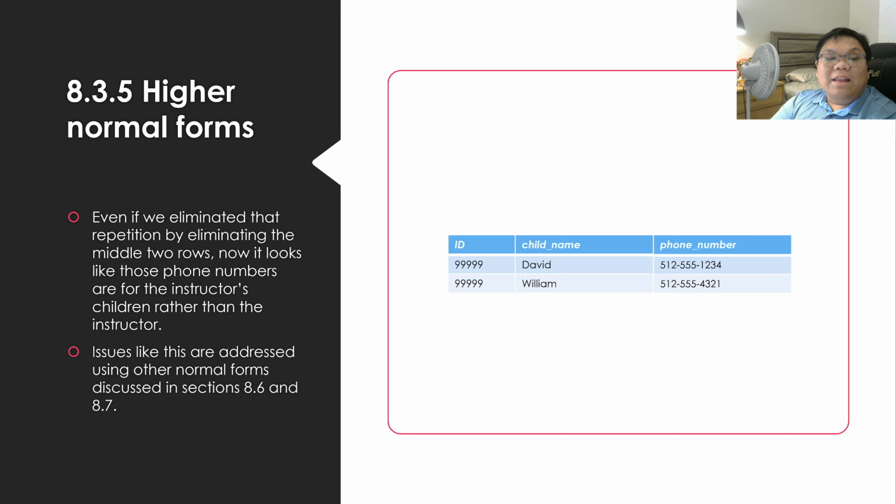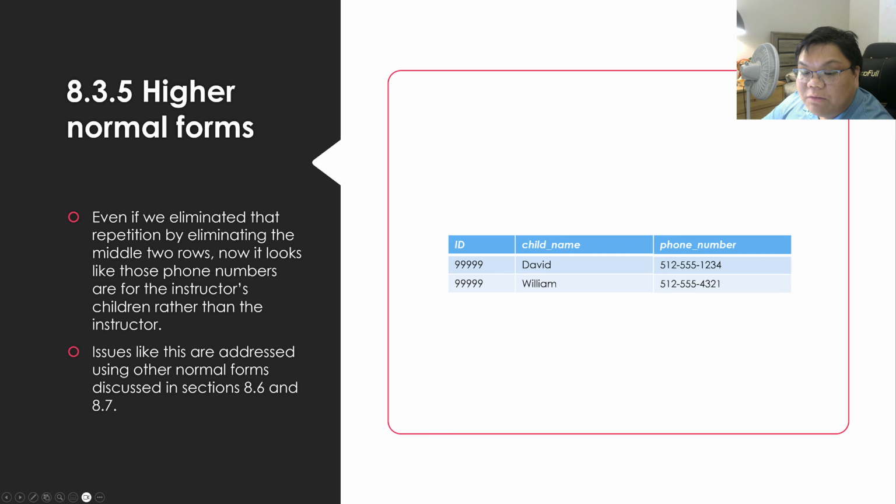Even if we eliminated that repetition by just eliminating the 2 middle rows, now it looks like David's the one with the phone number 512-555-1234, and William's the one with the other phone number 512-555-4321. Issues like this are discussed in sections 8.6 and 8.7, which are not quite there yet. This is more of a sneak peek of higher normal forms beyond third normal form and Boyce-Codd normal form.